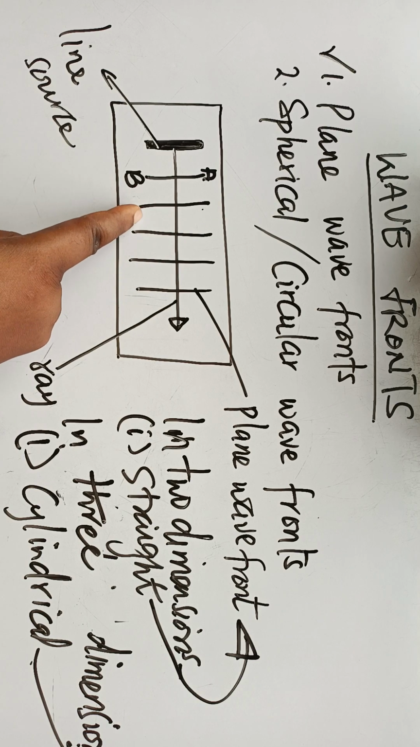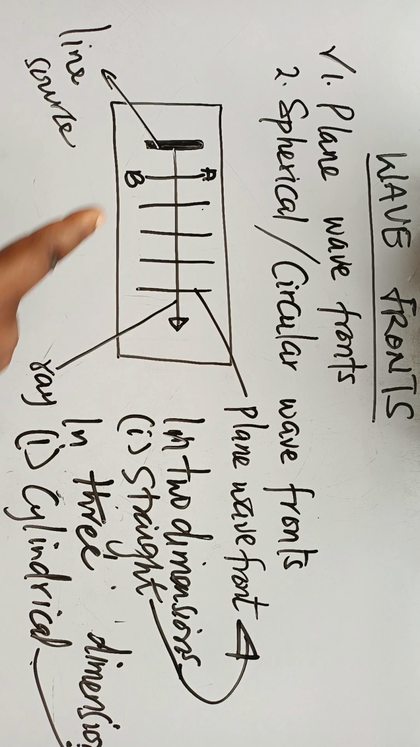All these straight wave fronts, called the plane wave fronts, are perpendicular to the ray that is directed from the line source. So in two dimensions, a plane wave front appears in a straight line, but in three dimensions, our wave front would appear cylindrical.